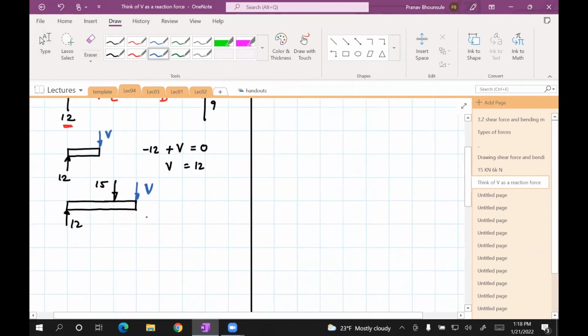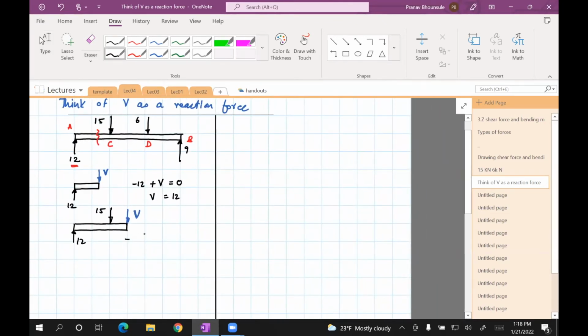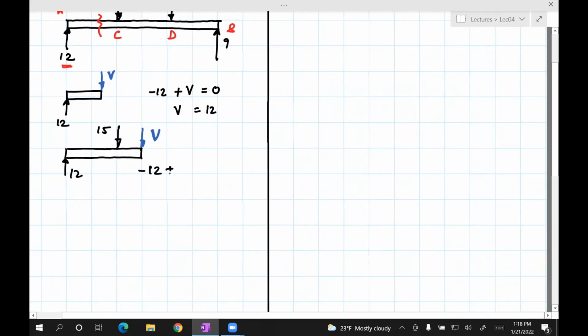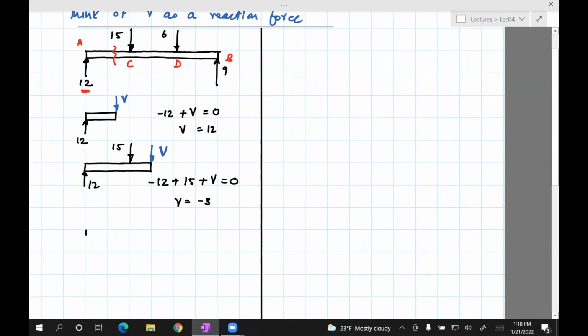Okay, so now with this new diagram between C and D, we have minus 12 upwards plus 15 downwards, and then plus V downwards all equals zero. And so solving for V, we get minus 3. Okay, let's keep going between now D and B. So cut it between D and B, put all the forces, 12, 15, 6, and the V is the unknown.